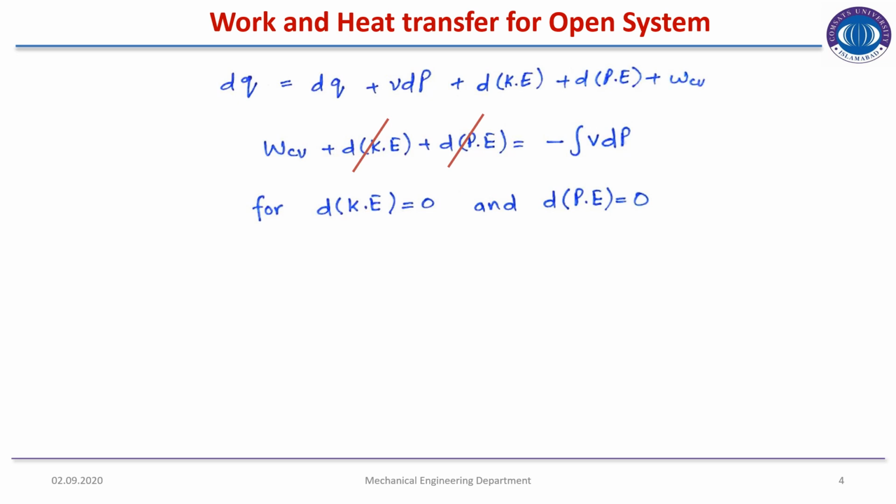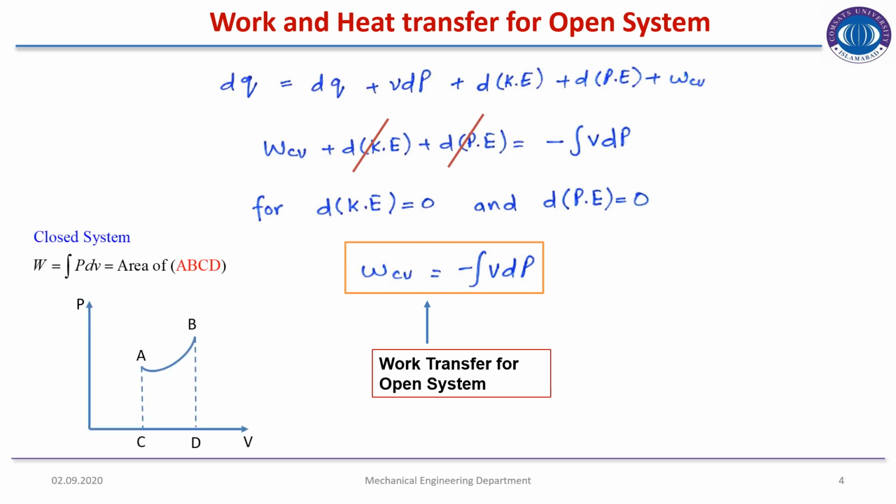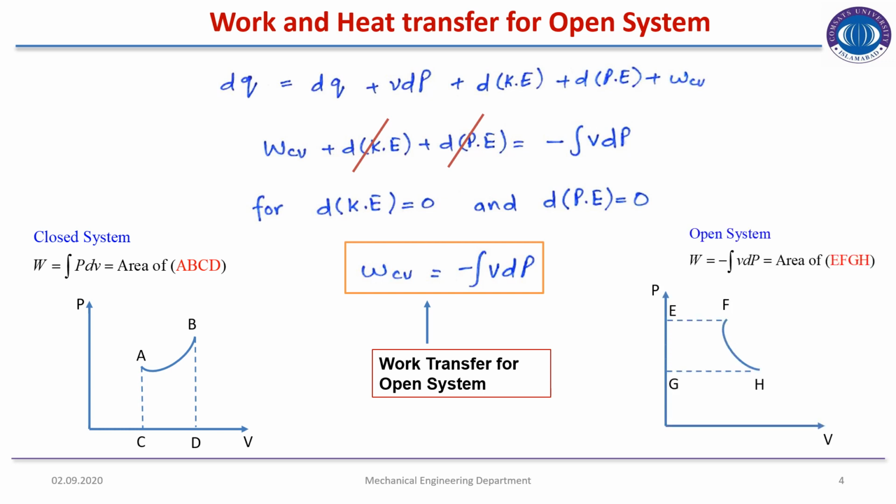If change in kinetic energy and change in potential energy are negligible, then the terms containing kinetic and potential energy components will be cancelled out, and control volume work done for open system is given by minus integration V dP. So the PV graph for closed system work done is on the left hand side, and the PV graph for open system is on the right hand side.